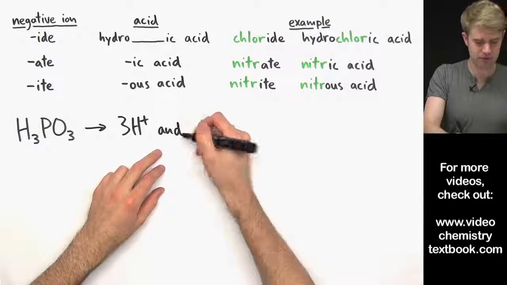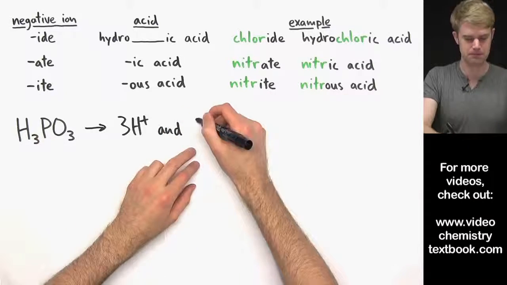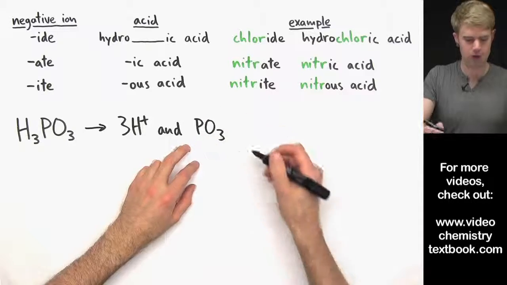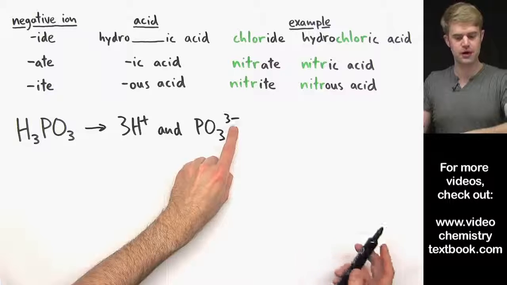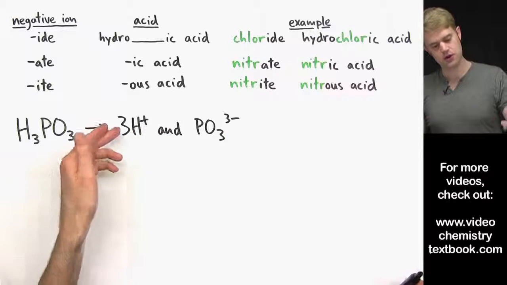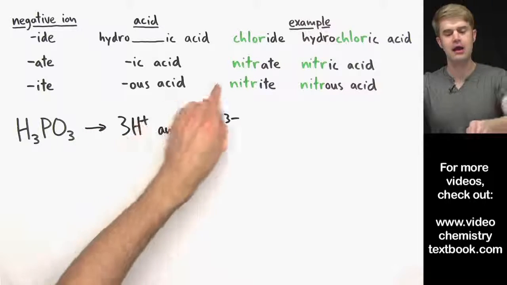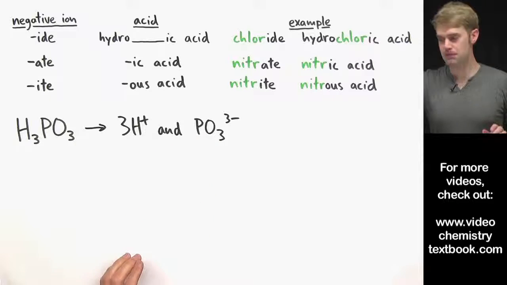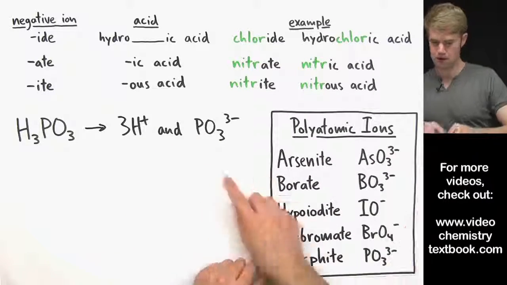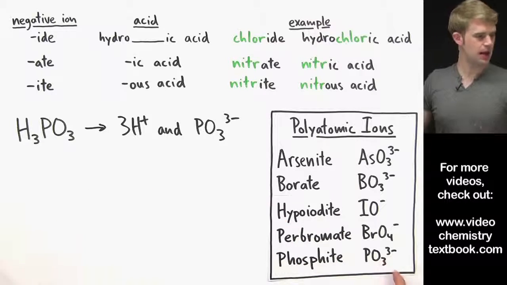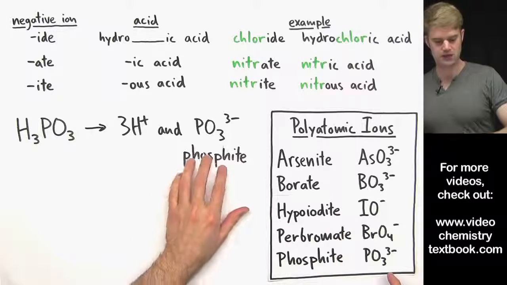So that's the positive part. And then the negative part is going to be PO3. What's its charge? It's got to be 3 minus to balance out this 3H plus. Okay, this polyatomic ion here, PO3 3 minus, we got to figure out what its name is. PO3 3 minus, and this is phosphite.